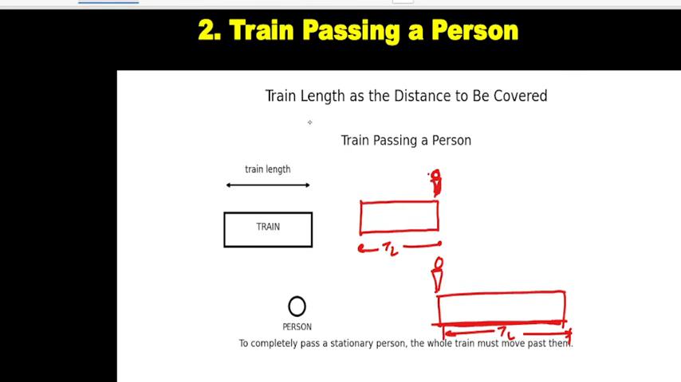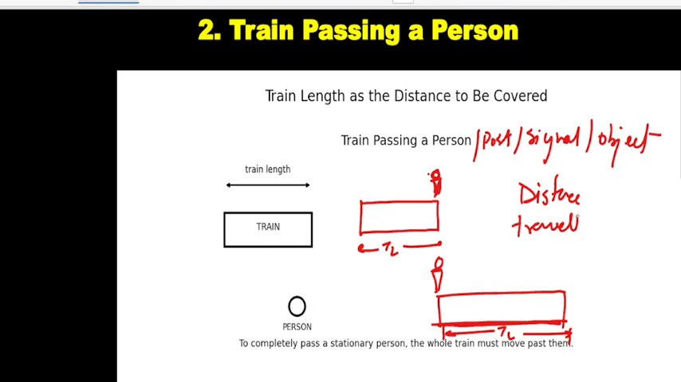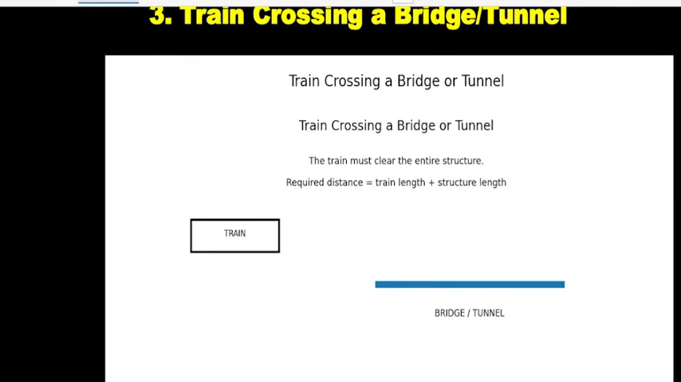So always remember, when a train crosses a man, a person, a post, a signal or an object, then the distance that will be traveled will always be equivalent to the train length. Easy? Train length. Got it? Train length. But if I come below, which includes a bridge.